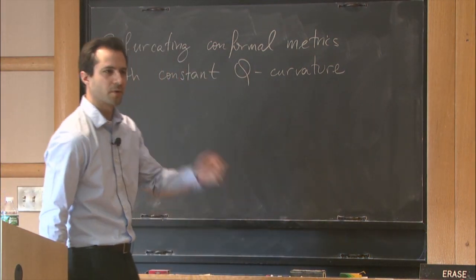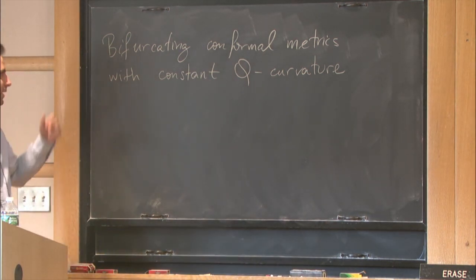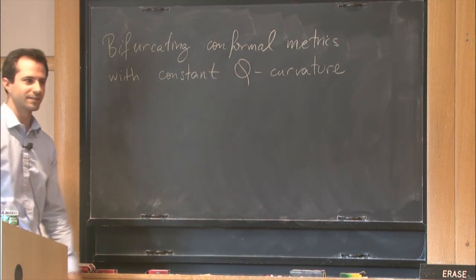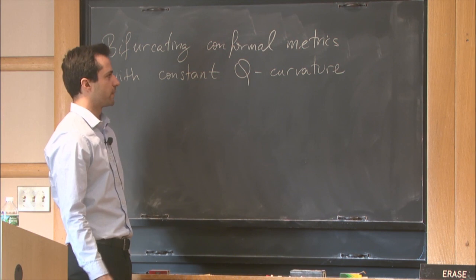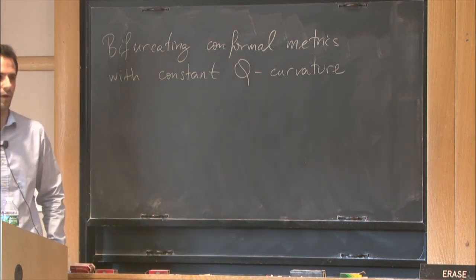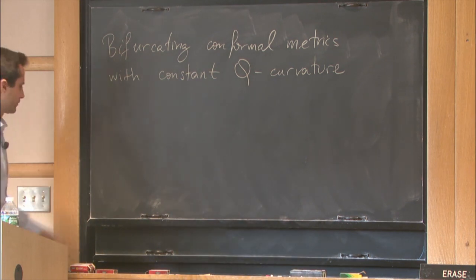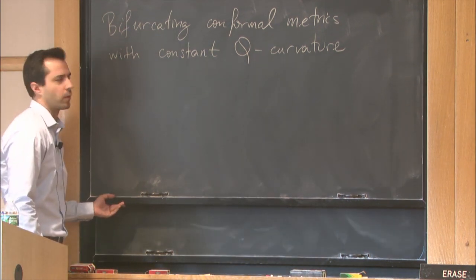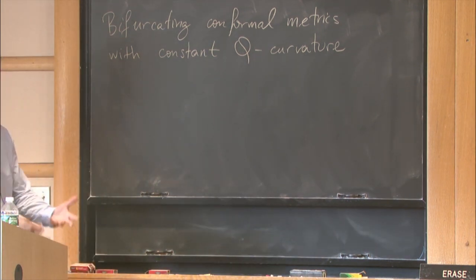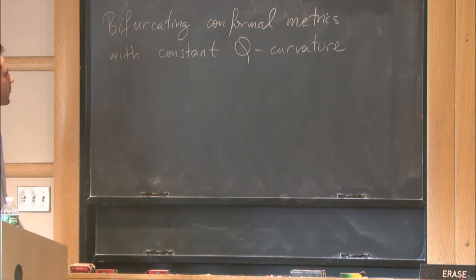So today I want to talk about an application of bifurcation theory to geometric analysis, and it has to do with Q-curvature, and I'll introduce all of these objects as we go along the first hour. So I'll begin by saying a couple of things about what I mean by bifurcation and what's the main tool that's going to detect bifurcation.